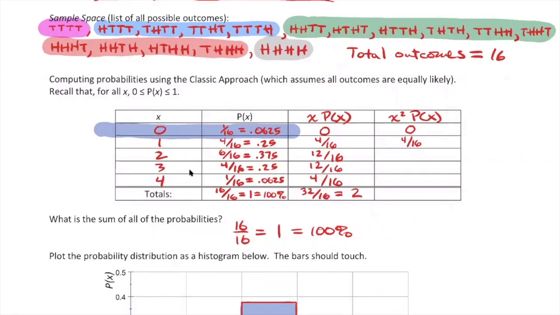2 squared is 4, and 4 times 6/16, 4 times 6 is 24/16. Okay, now 3 squared is 9, and 9 times 4/16 is 36/16. So these get kind of big. And then 4 squared is 16, and 16 times 1/16 is 16 times 1, 16/16.